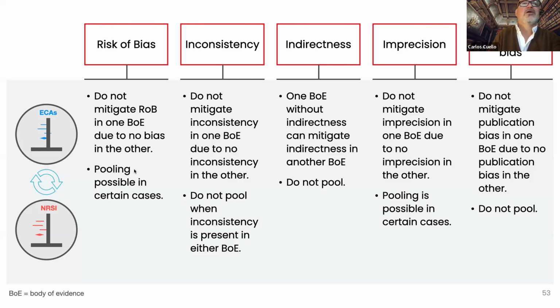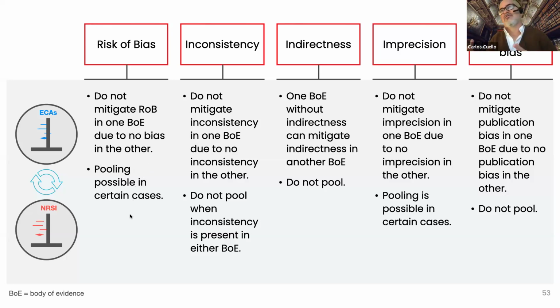For example, when you address the domain of risk of bias, whether in RCTs or NRS, and the integration between them both, you should address that risk of bias. You should not mitigate risk of bias in one body of evidence due to no risk of bias in the other one. So risk of bias should not be improved in one because the other doesn't have it.